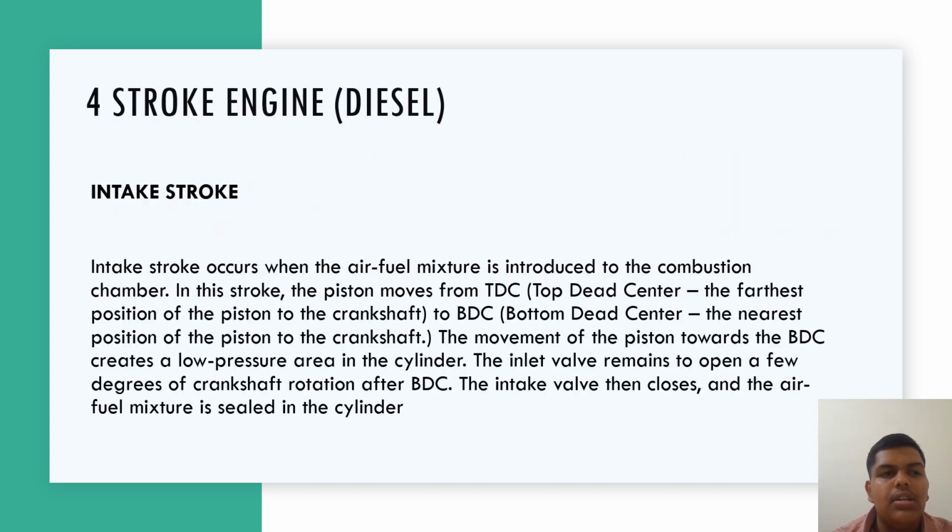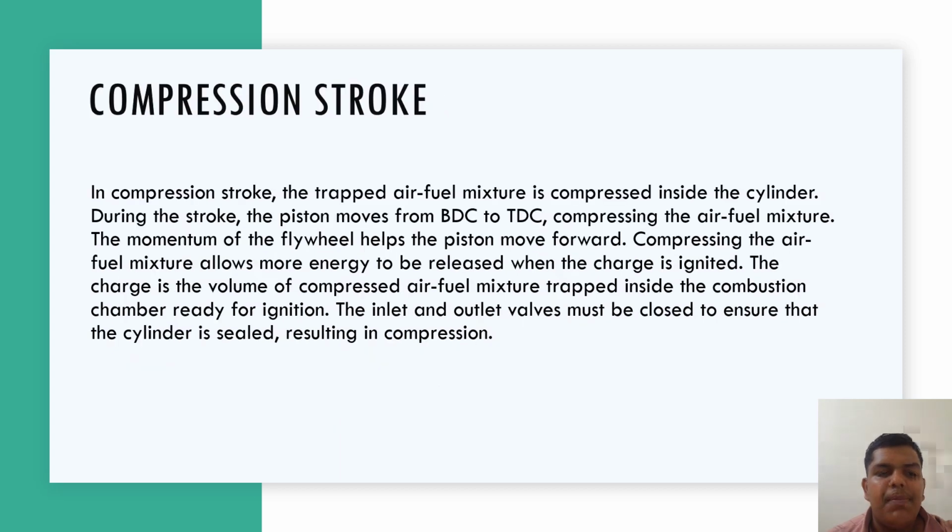Four-stroke engine, diesel. Intake stroke. The intake stroke occurs when the air is introduced to the combustion chamber. In this stroke, the piston moves from TDC to BDC. The movement of the piston towards BDC creates a low pressure area in the cylinder. The inlet valve remains open for a few degrees of crankshaft rotation after BDC. The intake valve then closes and the air is sealed in the cylinder. Compression stroke.